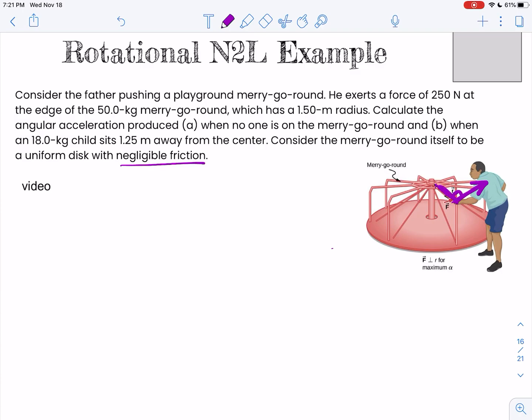Okay, and he's applying a torque, right? Force perpendicular to radius. So I'm going to use net torque equals I alpha. Remember, that's just like net force equals MA, but it's something that's spinning instead of moving in a line. So torque is FR. I for a disc, if you look on your sheet, is 1/2 mr squared. That's just like the cylinder, but it has a really small length, and that doesn't matter anyway, times alpha.